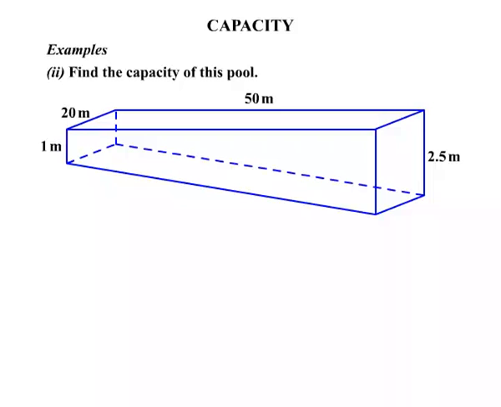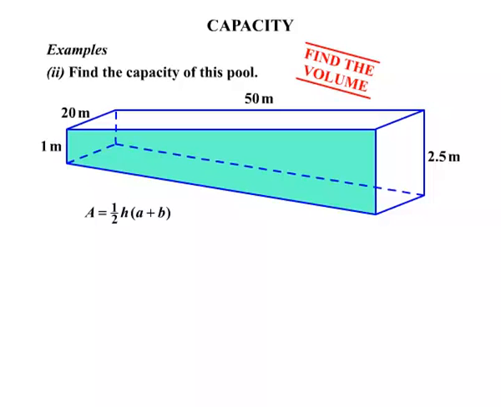Our second example now: find the capacity of this pool. If you have a look at it, it has regular dimensions of an Olympic sized pool, 50 metres in length and about 20 metres across. Now, first step, again, is to find the volume. If you think about this prism, it's a trapezoidal prism, isn't it? That shape is a trapezium, and that shape goes right through the solid. So the area of a trapezium is a half h, then in brackets a plus b. Let's work this area out as our first step.